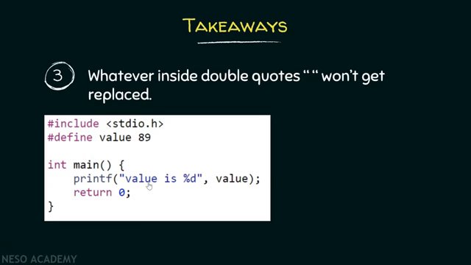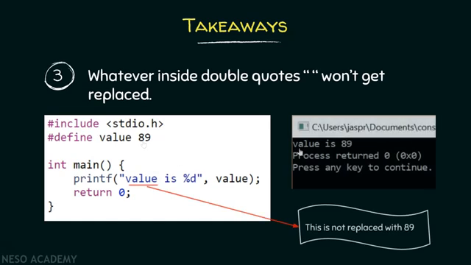If you think in this example this value is also going to get replaced with 89, then you are wrong. Because this is inside double quotes and it is treated as a string, the preprocessor won't replace this particular value. It is only going to replace this value with 89. Now the output for this is "value is 89", not "89 is 89". Whatever is there in double quotes is not going to be replaced by the preprocessor.